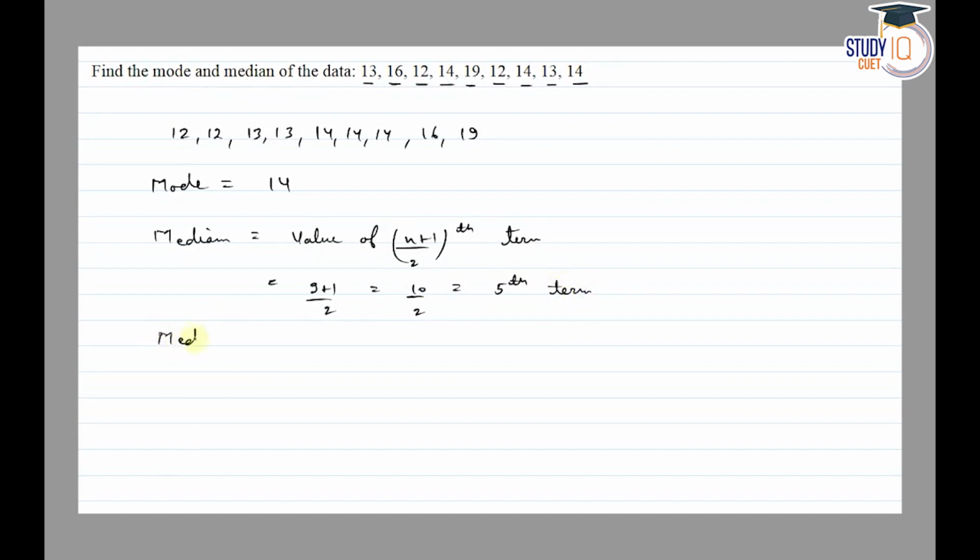So median is equal to 5th term हो जाएगी हमारी 1 2 3 4 5, 14. So mode भी हमारे पास 14 आ जाएगा and median भी 14. Thank you.